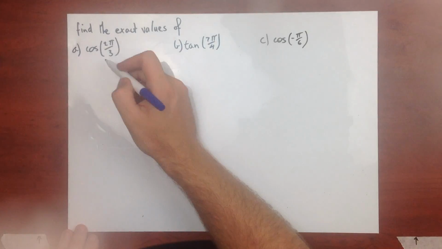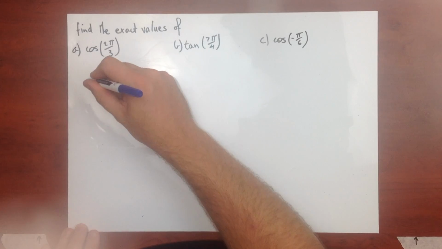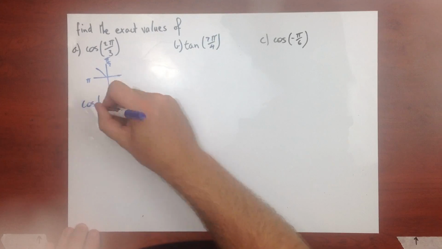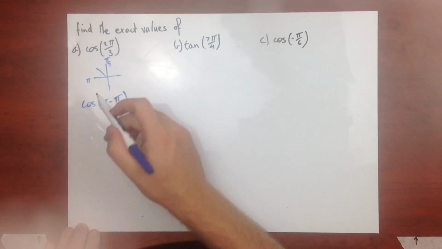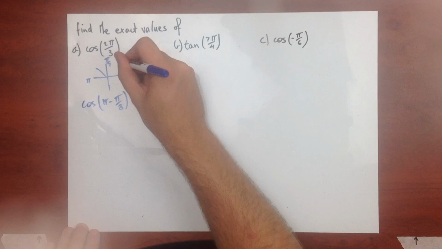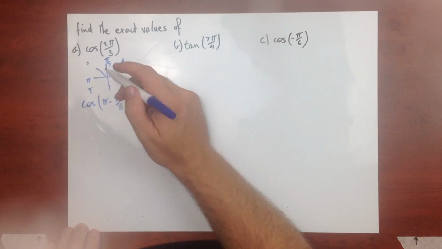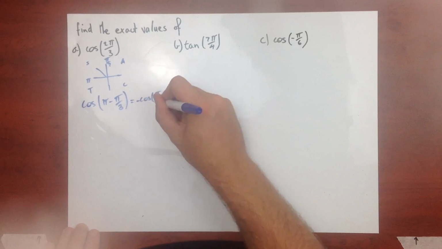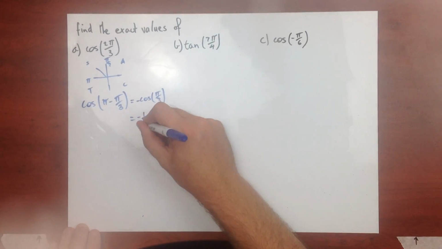So 2 pi on 3, if we think of our unit circle, this is our pi on 2, this is our pi. 2 pi on 3 is going to be in here. We find that by doing pi minus pi on 3. Remember our CAST: only sine is positive in the second quadrant, which is where we're looking at, so cos will be negative. So we can say that's equal to negative cos of pi on 3. We know from our exact values that cos of pi on 3 is equal to 1/2, so our answer will be -1/2.